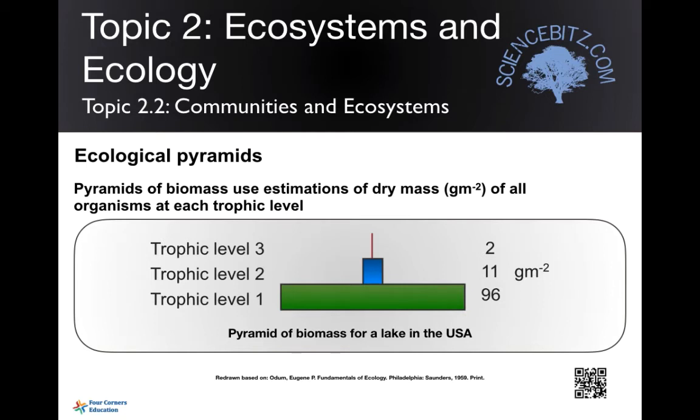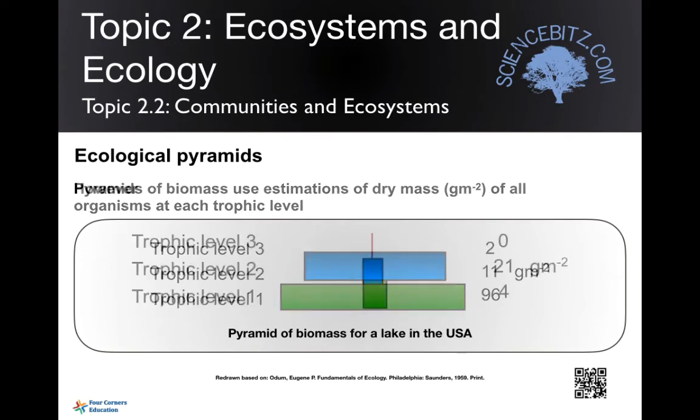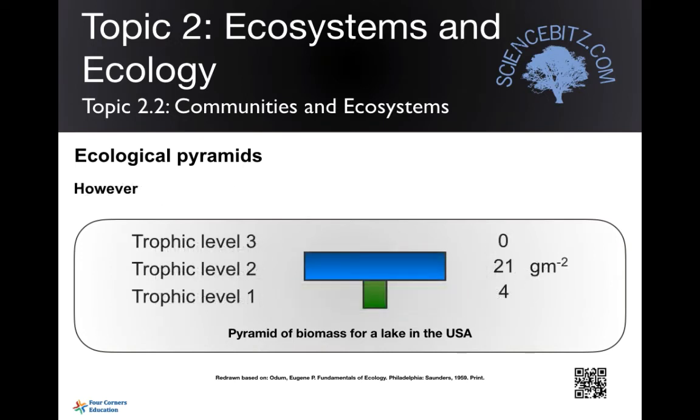But again, there are problems with some of these ecological pyramids and biomass pyramids. So again, this is for the same lake in the USA, but it's actually at a different time of year. And therefore, the actual productivity is very, very low, the actual amount of growth that's happening. So the biomass of the producers is very, very small. And that's obviously affected the biomass of the first trophic level.